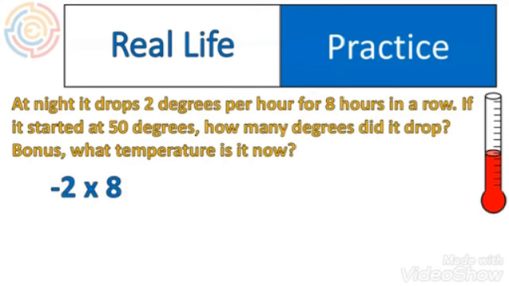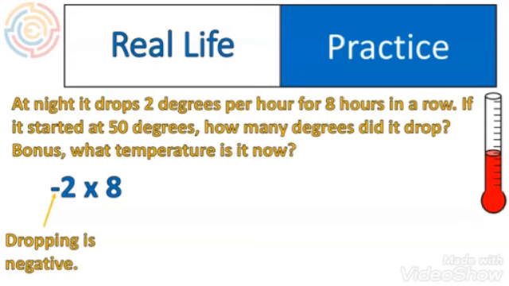What I said is that it drops 2 degrees per hour for 8 hours. So that's dropping 2 degrees is -2 for 8 hours. So I multiplied those. -2 degrees for 8 hours. -2 times 8. You could have also done repeat adding, where you did -2 plus -2 plus -2 plus -2 and done that 8 times. You could have done that.